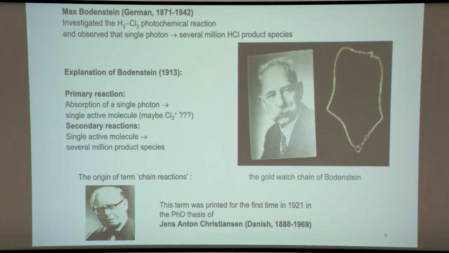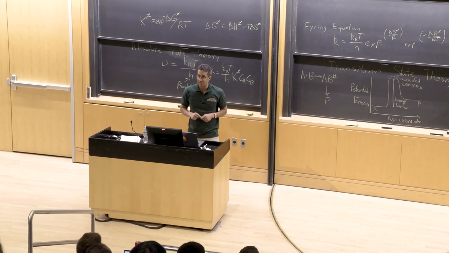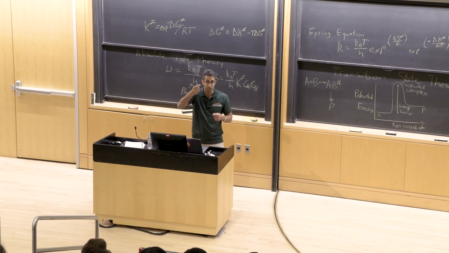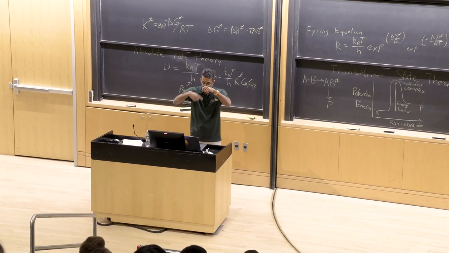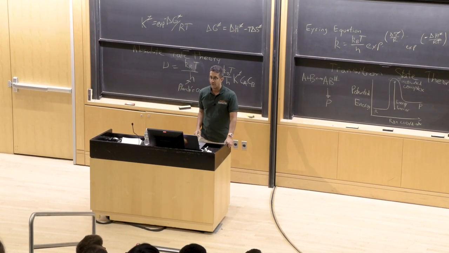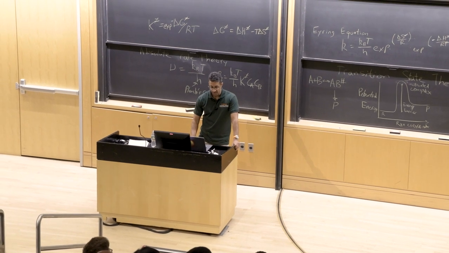And he looked at his wife's gold chain, or the chain for the watch, and he said it's like a chain. Initially the link of this chain is open and there's no reaction happening. As soon as you close the chain, it creates a cycle. That photon closes the chain. It creates a cycle, and eventually all of the reactants will be consumed and made into products.